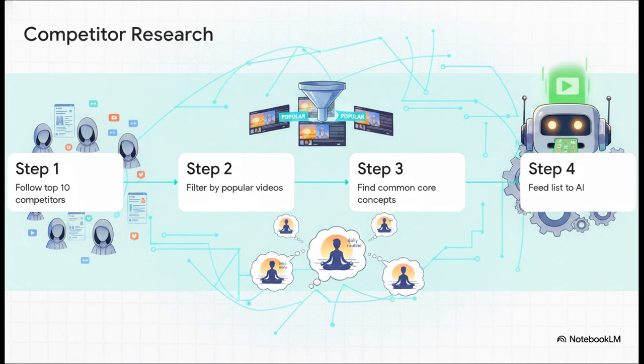Okay, before we hand the reins completely over to AI, there's a little bit of manual research required. First, you gotta find and follow 10 top competitors in the faceless self-improvement space. Step 2, jump onto their channels and sort their videos by popular. Step 3, you're looking for common core concepts. Like maybe you notice a daily routine video that just went totally viral across 3 different channels. Once you've gathered a solid list of those proven concepts, you're ready for step 4.